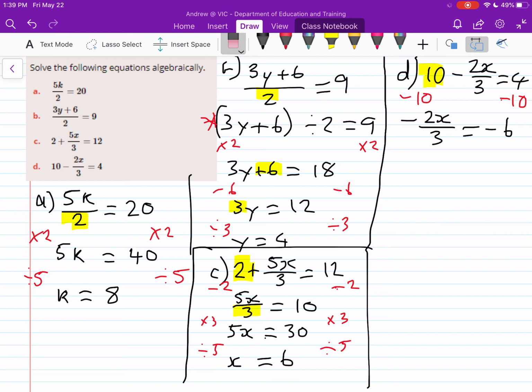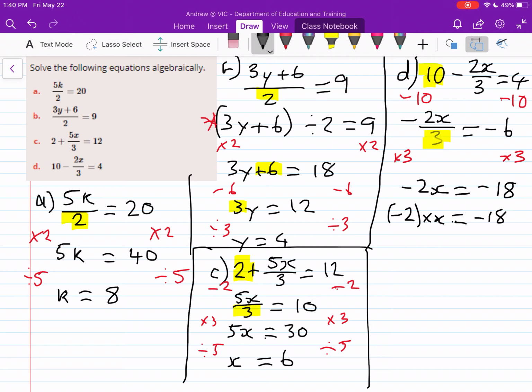So here on the bottom, this is all being divided by 3. To get rid of it, the opposite of divide by 3 is multiply by 3. So we're left with negative 2x. Multiply by 3 is negative 18. And now we have essentially negative 2 times x is equal to negative 18.